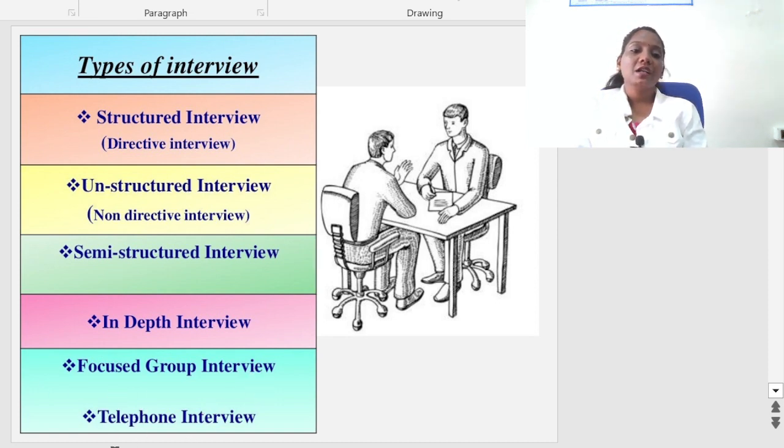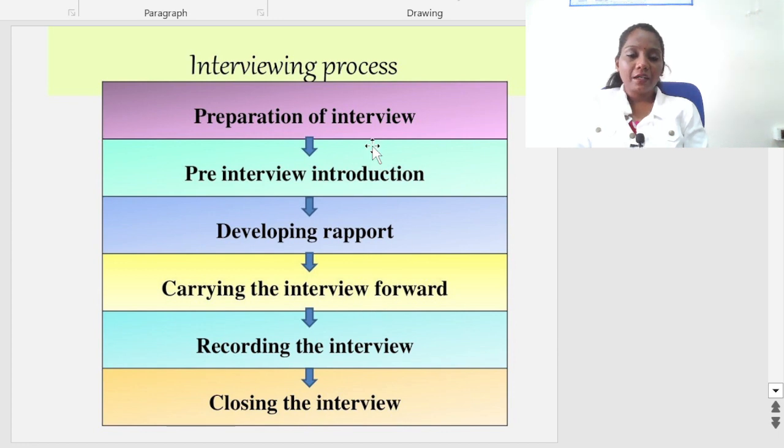And the next one is telephone interview. Telephone interview means, so many times I told you that during COVID time, whatever interviews were completed, these are all called telephone interviews. So these are the different types of interviews: structured interview, unstructured, semi-structured, in-depth, focused group, and telephonic interview.